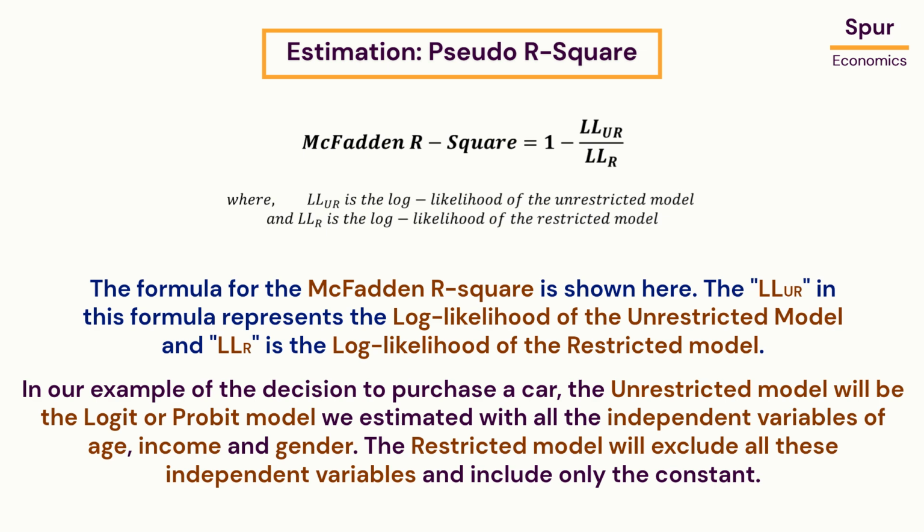The LLUR in this formula represents the log likelihood of the unrestricted model and LLR is the log likelihood of the restricted model. In our example of the decision to purchase a car, the unrestricted model will be the Logit or Probit model we estimated with all the independent variables of age, income, and gender. The restricted model will exclude all these independent variables and include only the constant.